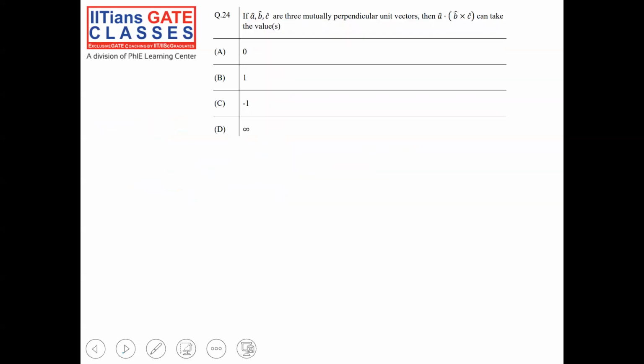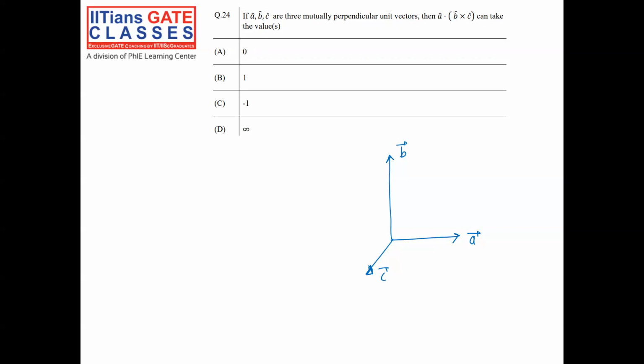Coming towards next question. This question is again from the vectors topic. If a bar, b bar and c bar are mutually perpendicular vectors, then a bar dot b bar cross c bar can take values. Okay, so let's take it again. Let's say, for example, a bar, b bar and c bar are like this. They are mutually perpendicular to each other.